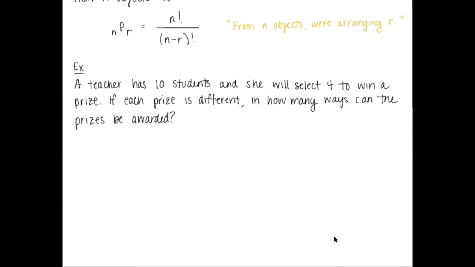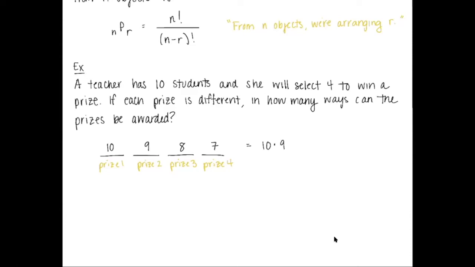So this one isn't so bad that you can do it with our lines. You've got prizes, so prize 1, prize 2, prize 3, prize 4. For that first kid, or for the first prize, she has 10 people to choose from. Now that person's been selected, so she has 9. That person's selected, so she has 8, and then 7 for that final prize.